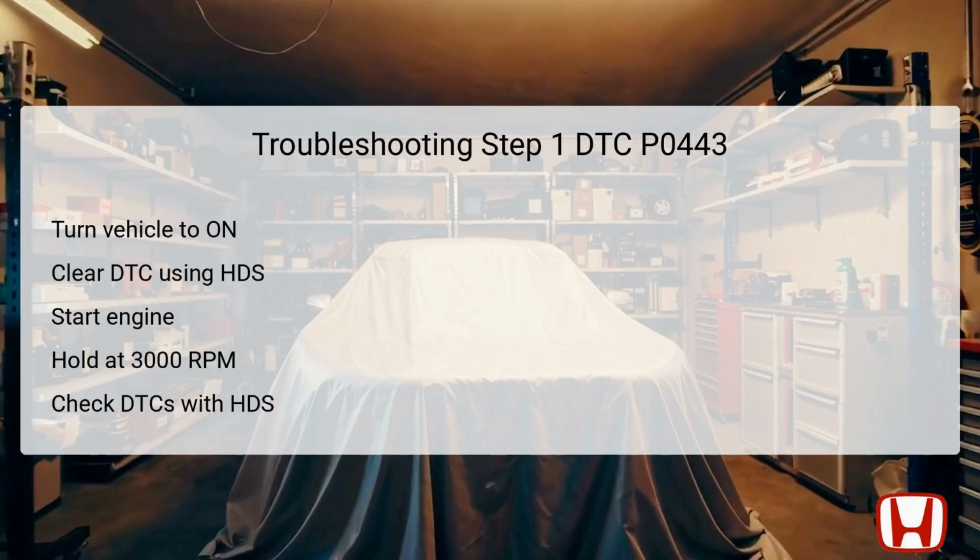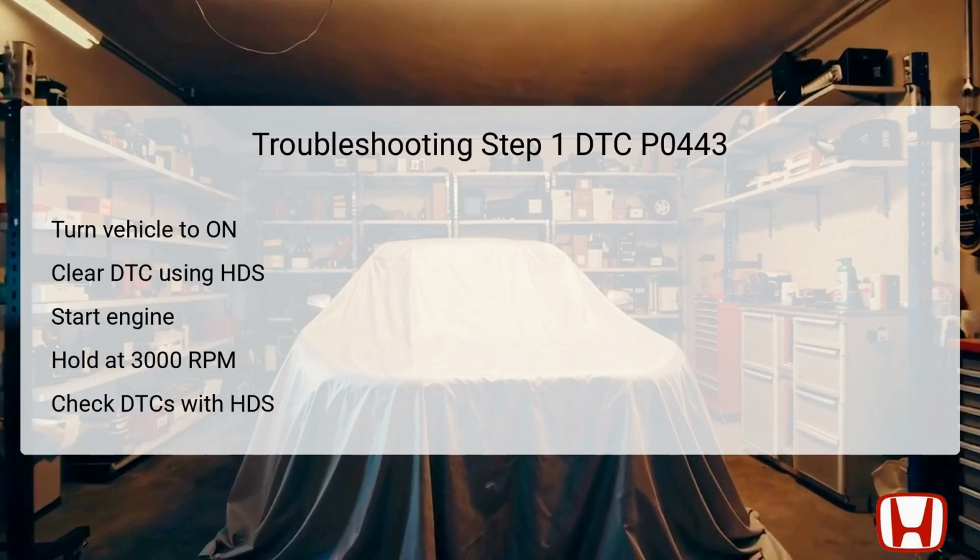The initial step in troubleshooting DTC P0443 involves a series of checks to confirm the presence of the error code. First, turn the vehicle to the on mode, ensuring that all electrical systems are activated without starting the engine. Following this, use the HDS, Honda Diagnostic System, to clear any existing DTCs, which allows us to reset the system and analyze fresh data.